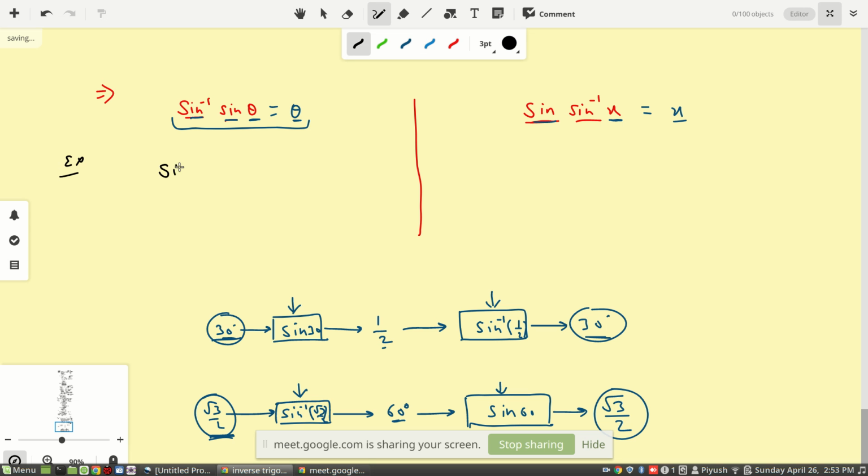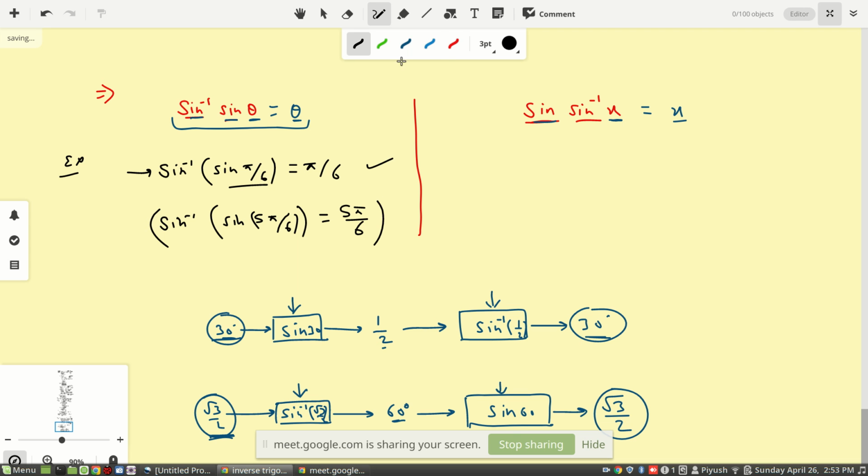Here if I take the example sine inverse of sine, let's say I'm taking pi by 6. If you do it step by step, you'll get the same thing, finally pi by 6. If I'm taking something else, sine inverse of sine 5 pi by 6, if this works, can I say the answer is 5 pi by 6 directly? Now here, the question is, is this possible? This is the question.